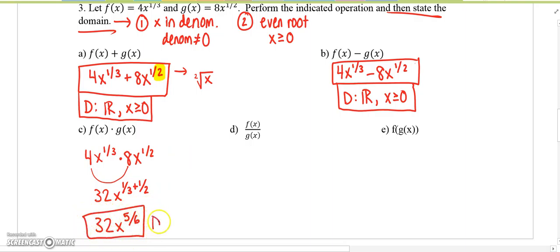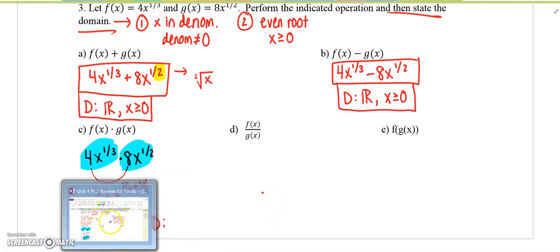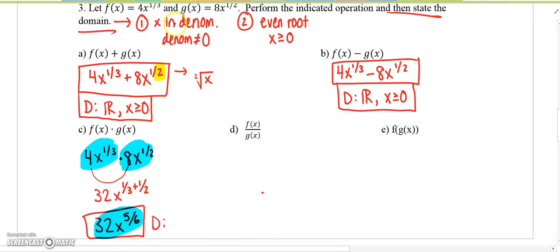Okay, then once again for my domain. All right, one thing I forgot to mention before is make sure you look at the originals and your final answer in order to figure out if you need a restriction. And remember, the only things that would make you need a restriction are an x in the denominator or an even root. Okay, I don't have x in the denominator anywhere, but once again, I have these two even roots. All right, so that means I'm going to go with reals, but x has to be greater than or equal to 0.